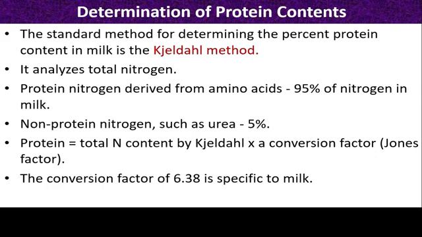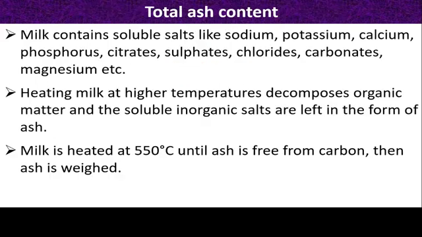Non-protein nitrogen such as urea of 5%. Protein: protein content is equal to total nitrogen content by the Kjeldahl method multiplied by a conversion factor that is known as Jones factor. The conversion factor of 6.38 is specific for milk.